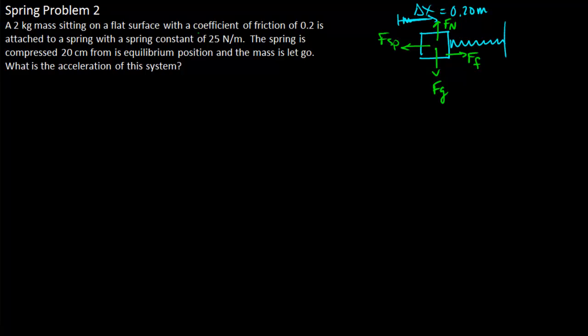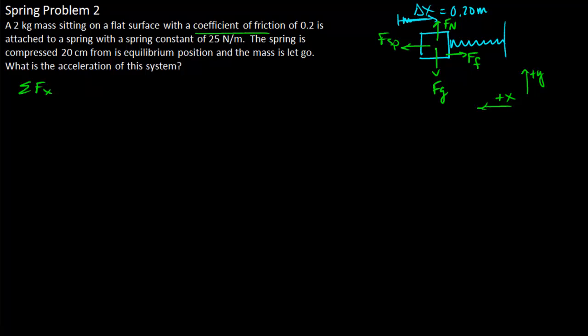Since it's matching the coefficient of friction here, and we're going to assume the mass is going to move to the right when it's let go, or it's going to move to the left, so the force of friction is going to act to the right. Now I'm going to call right positive x, and I'm going to call up positive y. That looks pretty good so far, so we can start by writing our Newton's second law equations.